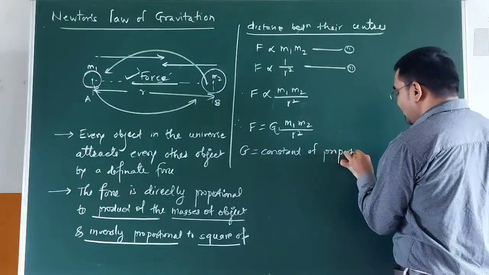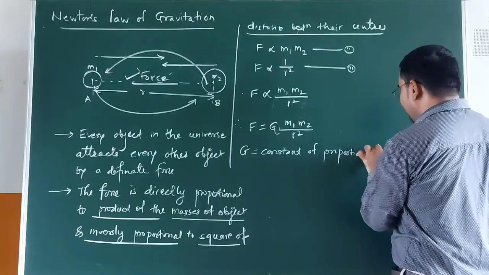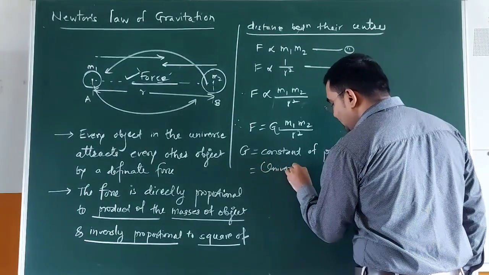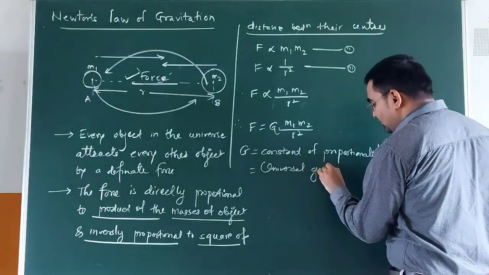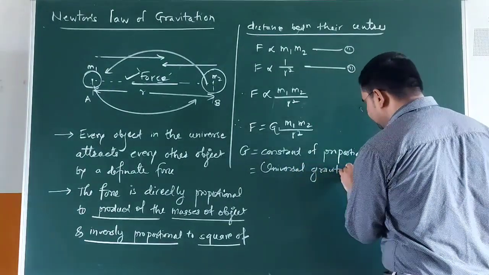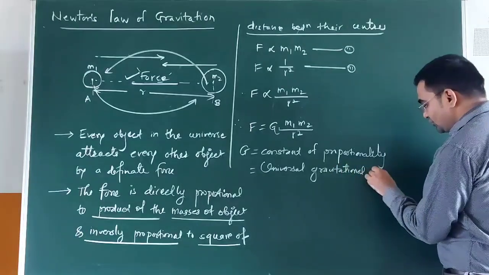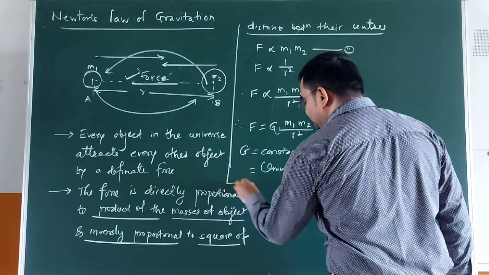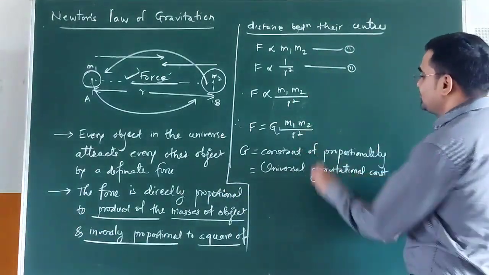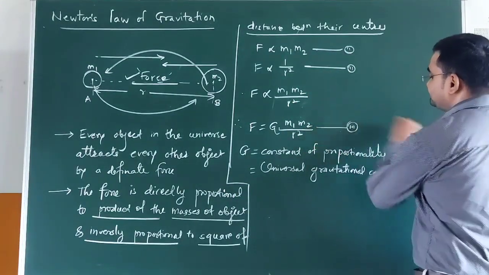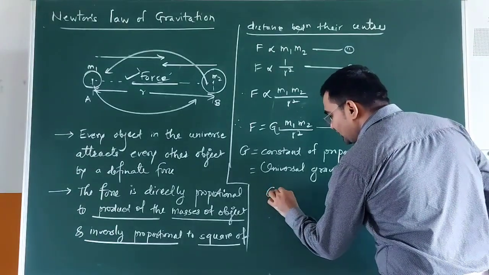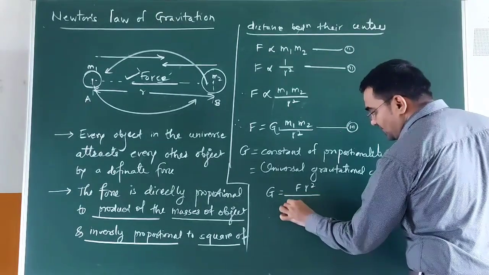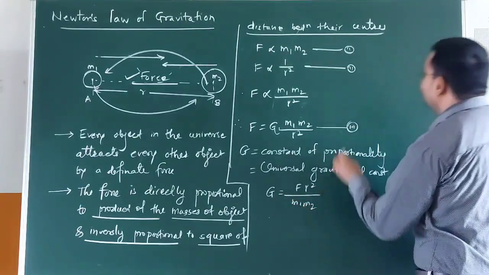G is the constant of proportionality and it is called the universal gravitational constant. It is called what? Universal gravitational constant. Okay. Now from this equation you can find the value of G, which is equal to F into r square upon m1 into m2.